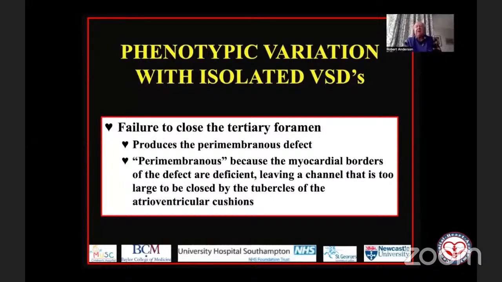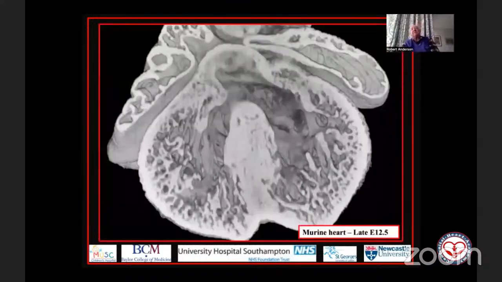And it is because the myocardial borders that surround the tertiary interventricular communication are themselves deficient, leaving a hole that is simply too large to be closed by the tubercles of the atrioventricular cushions. And I hope you remember it is these tubercles of the atrioventricular cushions that produce the membranous septum should septation be complete. So let's look at this process.